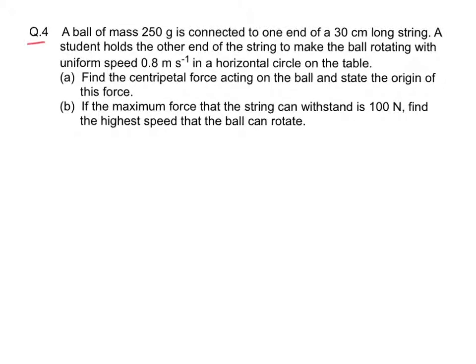Question number 4. A ball of mass 250 grams connects to one end of a 30 cm long string. A student holds the other end of the string to make the ball rotate with uniform speed 0.8 meters per second in a horizontal circle on the table. Find the centrifugal force acting on the ball and state the origin of this force.